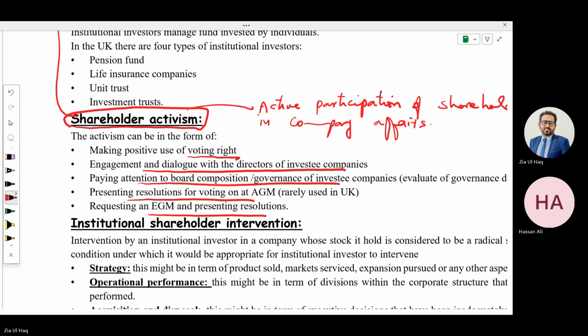So what is shareholder activism? Active participation of shareholders in company affairs, where they play an active role in using their voting rights, especially at the time of appointment, reappointment, or removal of auditors and directors. In case of any dialogue with the directors against any issue, in case of appointing the directors and auditors, presenting a resolution, meaning passing a resolution at an EGM, or if they are requesting or calling an EGM against any issue, they are playing an important role.